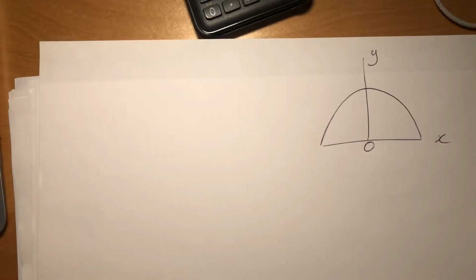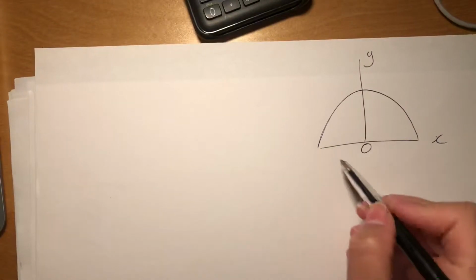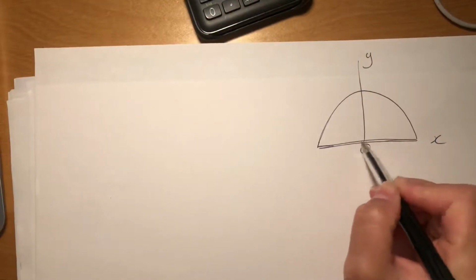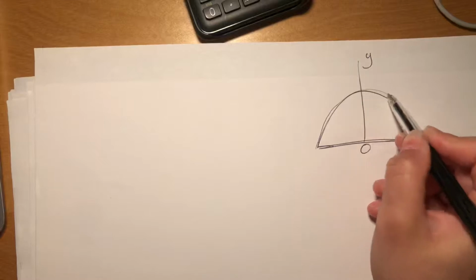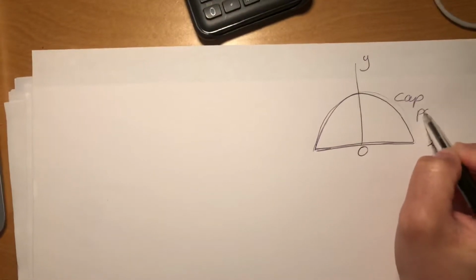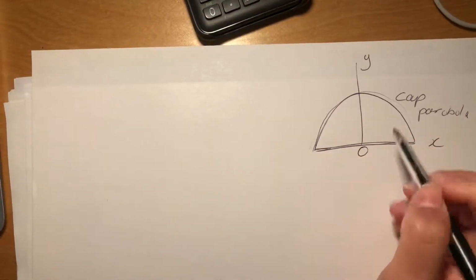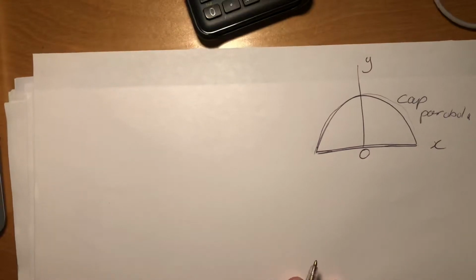All right, guys, exercise 33. This is the sketch that they made in the book. This is the road, and this is the tunnel. The tunnel has the shape of a cap parabola. Yeah, a cap parabola. That's what we call it. This one is a cap. It looks like a hat. You can put it on your hat.